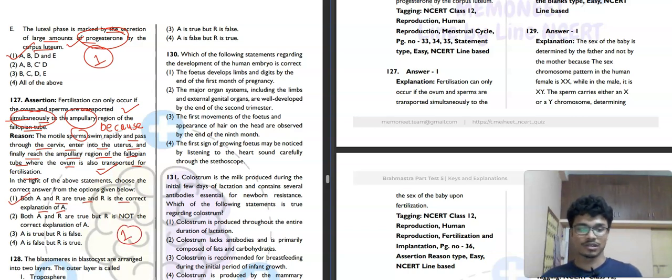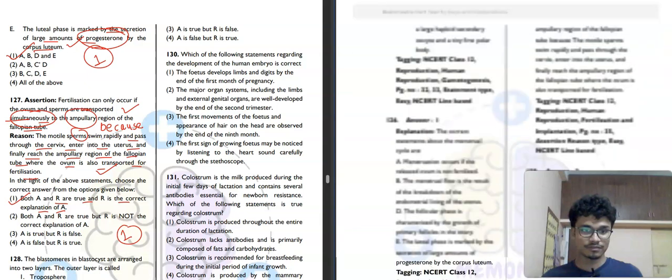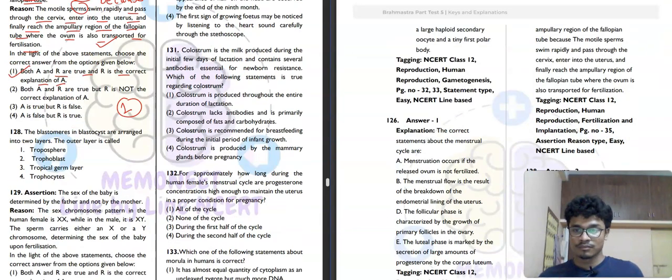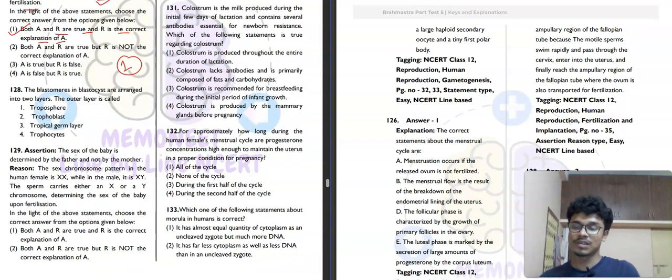Now moving to the next question, 128. It is saying that the blastomeres in the blastocyst are arranged in two layers. The outer layer is called trophosphere. No, trophosphere is not correct. Trophoblast is correct. Second option will be our correct answer. Trophical germ layer, no. Trophocyte, no. So second option: the outer layer is called trophoblast. Now the next question, that is 129.